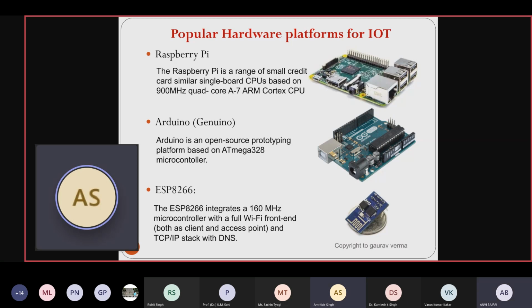Popular hardware for popular software for IoT? Popular software for IoT, yes. We have no slide of popular software for IoT presently. We are discussing popular hardware platforms for IoT. Later on, I have slides for popular cloud platforms, where I will discuss it.